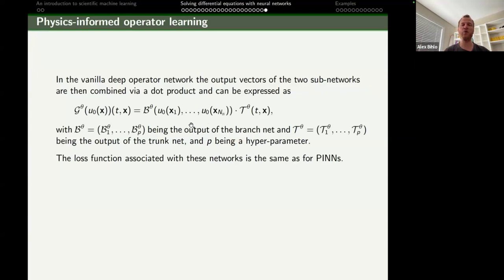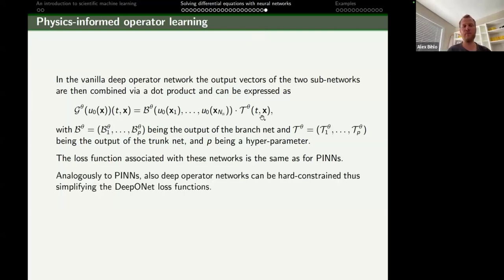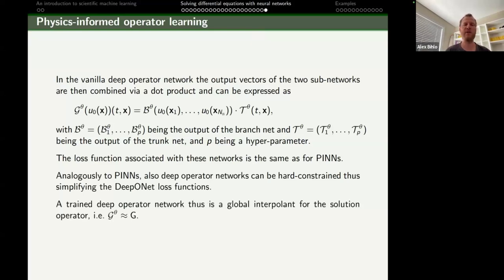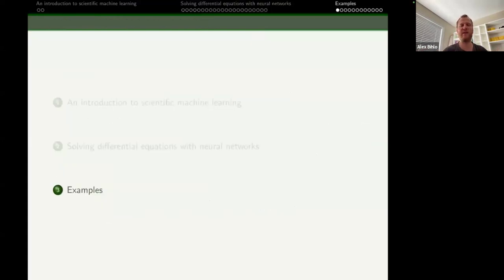And then ideally you train a solution operator that recognizes how to compute the solution for all initial conditions within your range of values that you sampled, and for your entire domain of your independent variables. Yeah, hard constraining works as well, so you can simplify the loss function for DeepONets too. And then the trained DeepONet in a sense acts as a global surrogate for the solution operator rather than the solution itself.